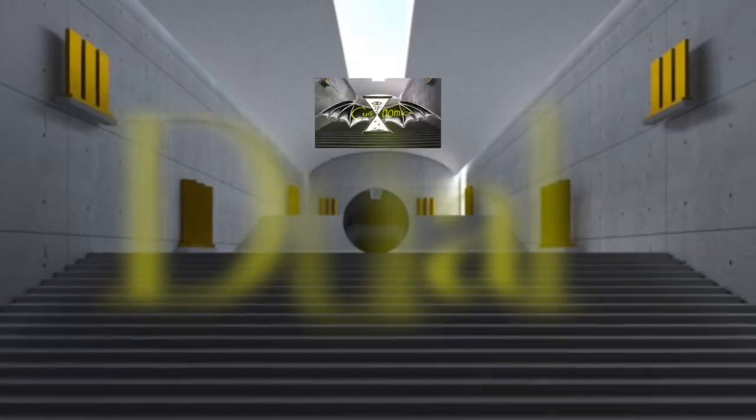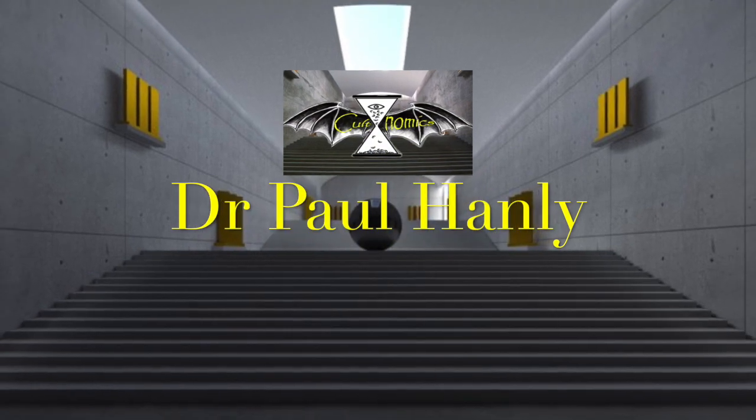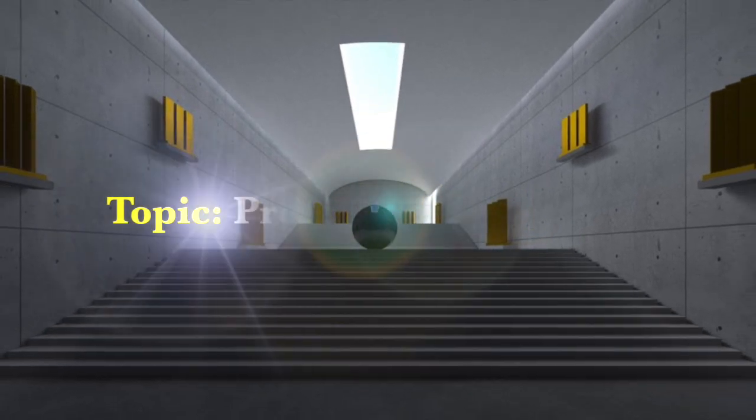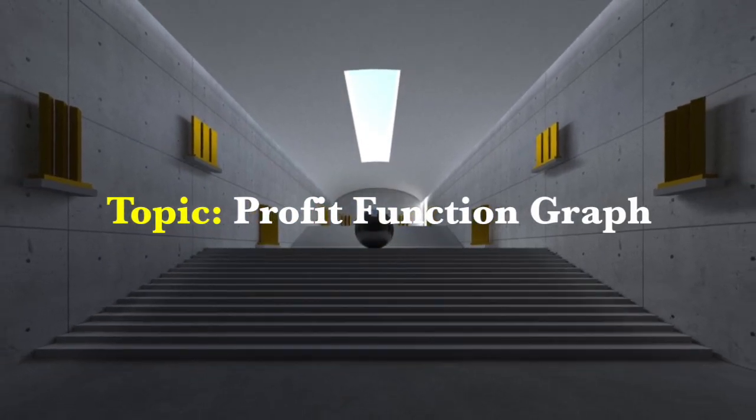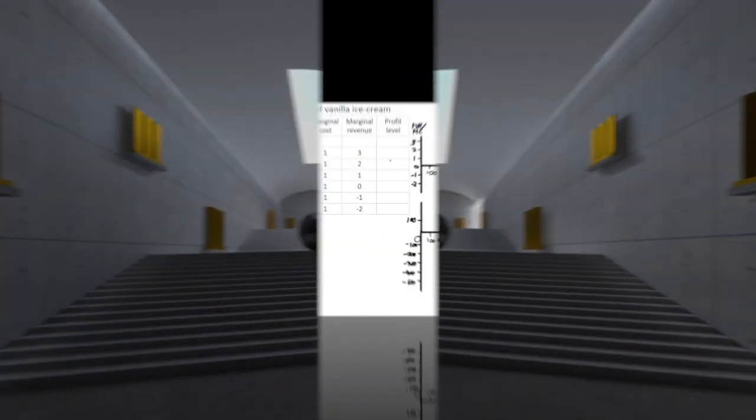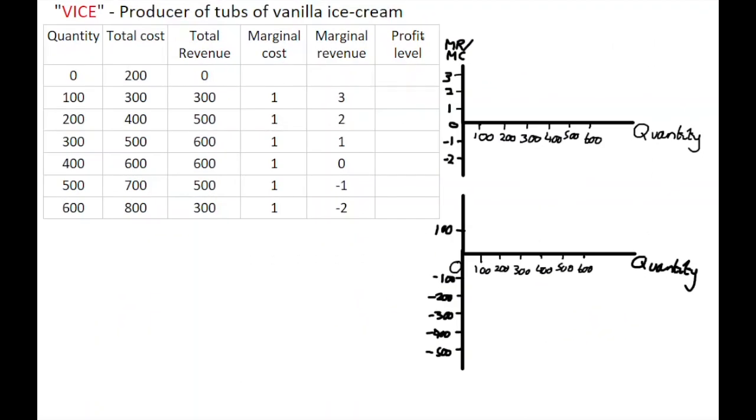My name is Paul Hanley, and today I'm going to be chatting to you about a profit function graph. In today's video we're going to look at calculating the profit level of a firm and how we can relate that in diagram form to marginal revenue and marginal cost, or the profit maximizing idea.